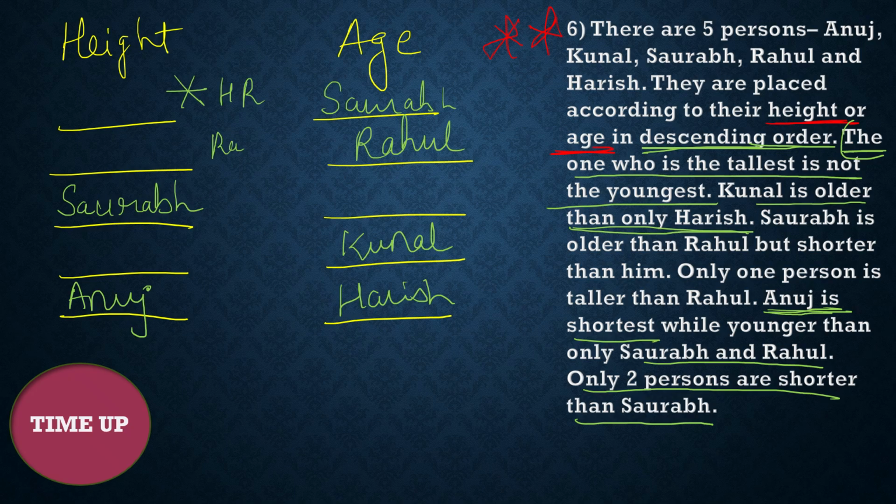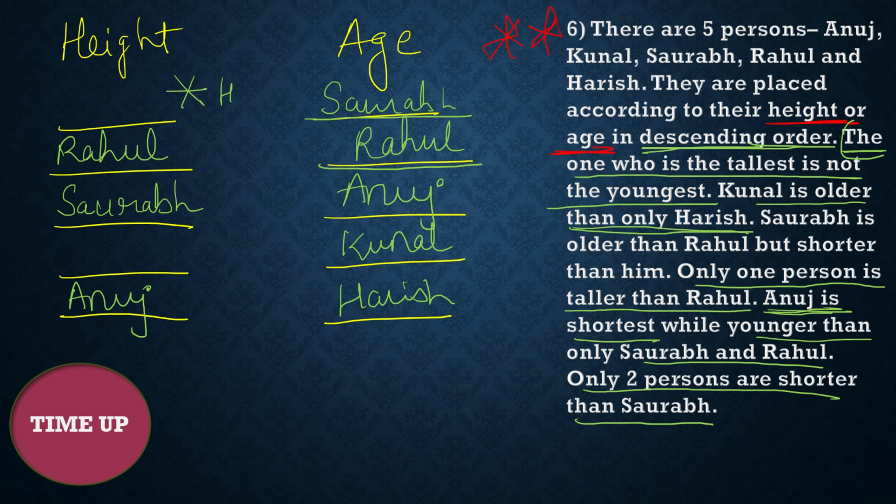Saurav is older than Rahul. Okay, we did this. Only one person is taller than Rahul. That means Rahul cannot be placed at the top. So here will be Rahul. Next, Anuj is shortest while he is younger than only Saurav and Rahul. Anuj is younger than only Saurav and Rahul. So here Anuj will be there.